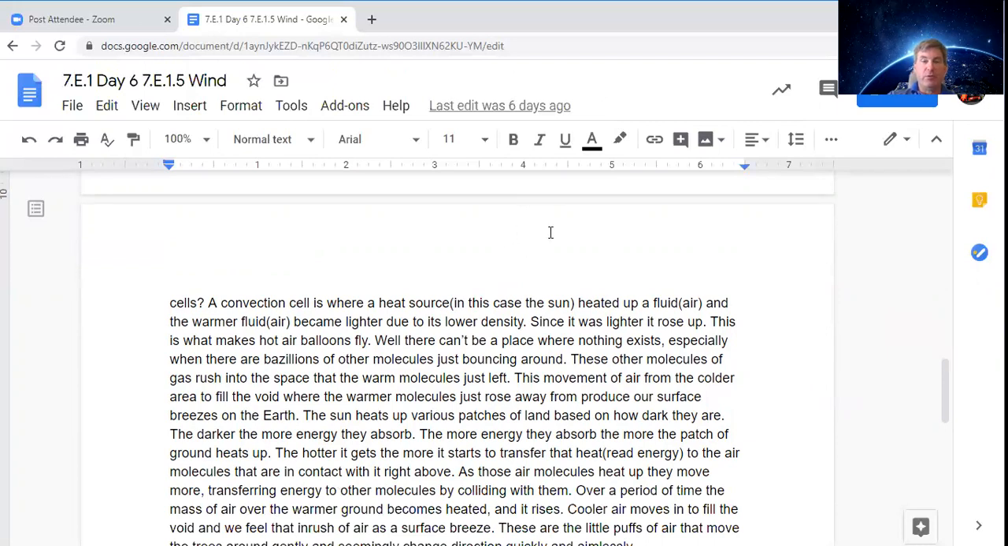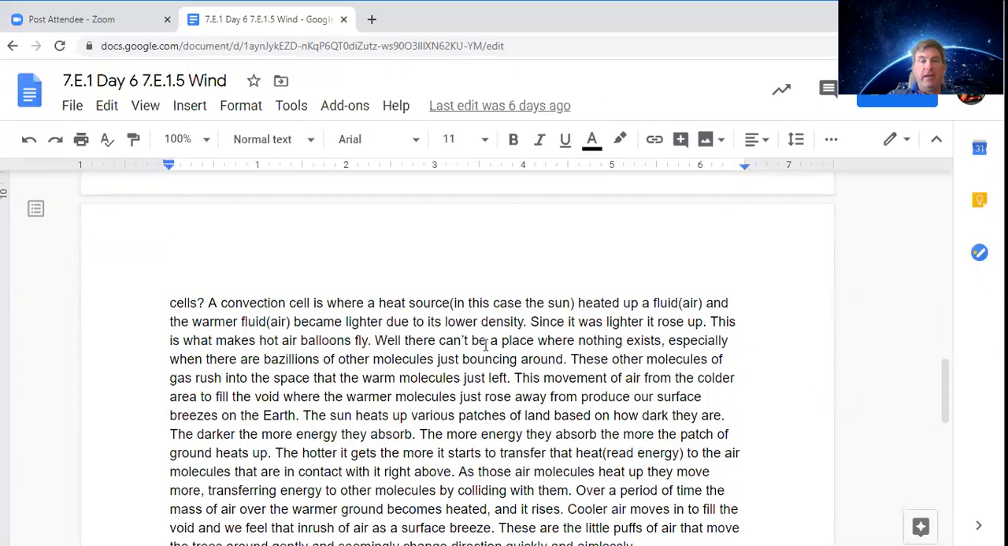Remember, when we talk about molecules moving around together, whether it's a liquid or a gas, we always call it a fluid. The air is a fluid, and the warmer air becomes lighter due to its lower density. Remember, when we heat things up, the density goes down because the molecules are further apart. Since it's lighter, it rises up. Gravity has less of an effect, so it goes up. This is what makes hot air balloons fly.